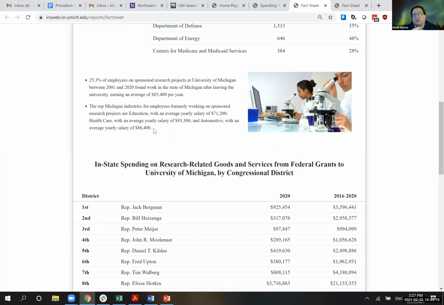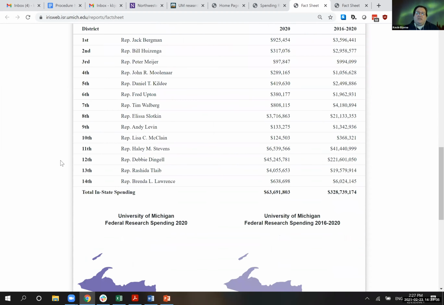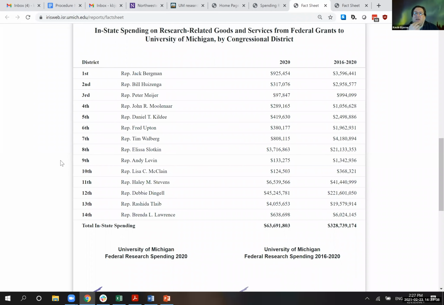And on average, when they do find jobs, they get 85.4 per year. We also look at top industries as far as the employees, once they leave, where they are going in terms of industries and how much they're earning on average in those industries. Then we dig into individual districts here. So we provide a high-level spending, some dollar amounts here by each district. You can see we provide the most recent fiscal year, so FY 2020, and then a 5-year aggregate for that information. And you can see how much money is spent in each district.